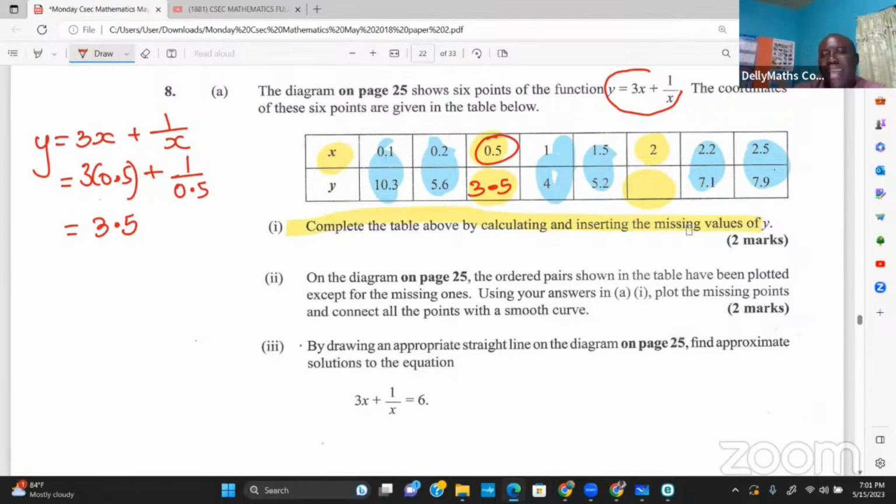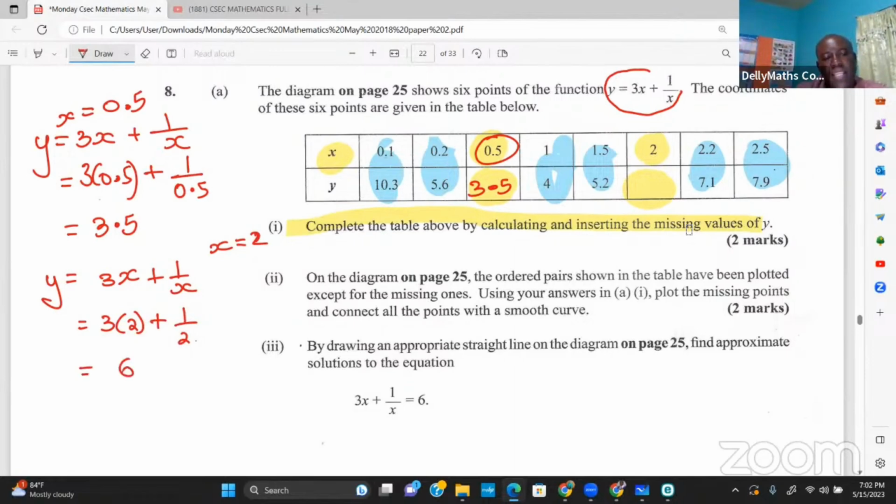The next move is that we're going to put in 2. So this one we plug in when x is 0.5 there. And now we want to plug in when x is 2 here. So this becomes 6 plus a half, 6.5. So I'm getting a 6.5 right here.